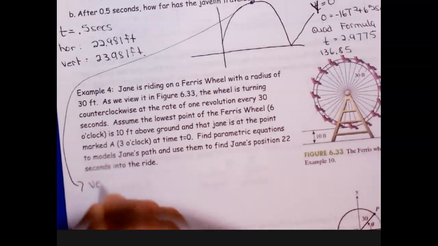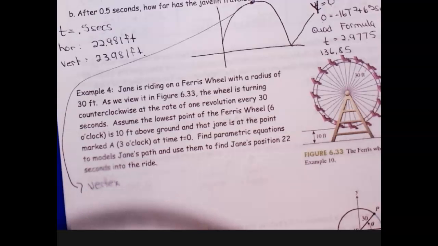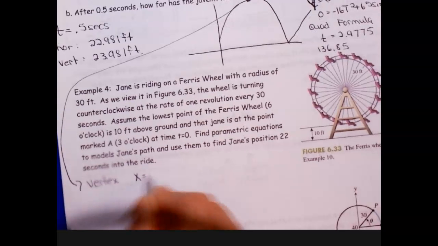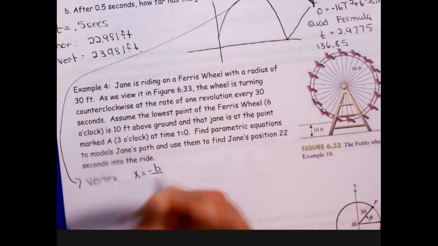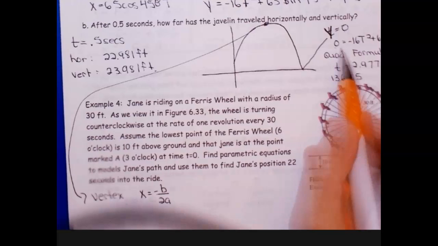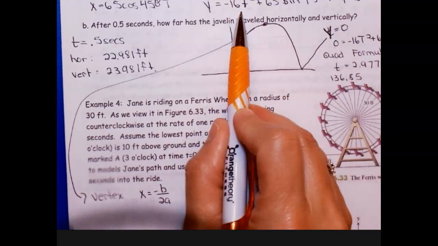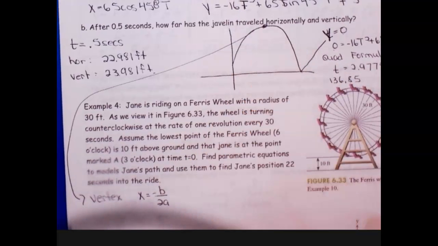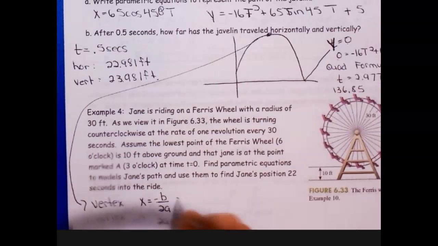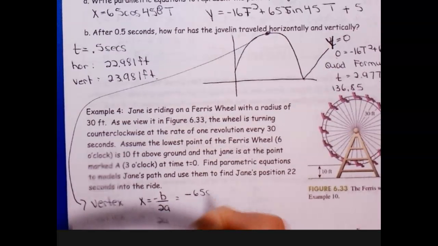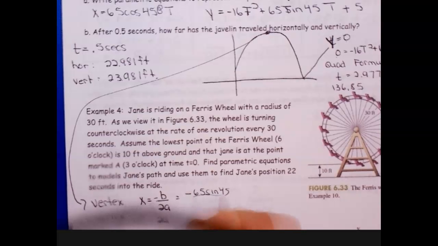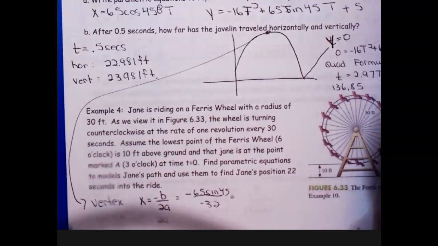I don't think I have enough room there, so I'm just going to squeeze it on down there. So you've got your vertex, which is at the top of your graph. Remember, you've got a formula for that: x equals -b over 2a. And my x value in this particular case is my t value. So I'm looking at -65 sine of 45 divided by -32. And that's actually giving me the time.